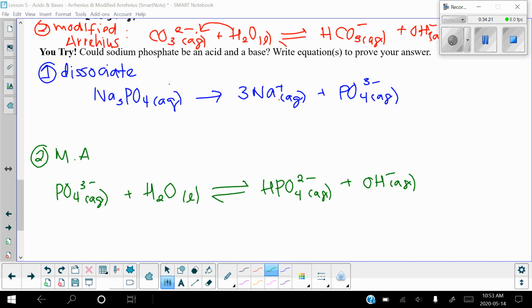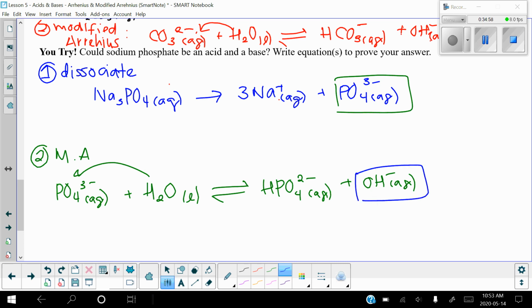Okay, so first step you're going to do is write a dissociation reaction. We want to take something that has a negative charge or has a hydrogen in it. So the only thing I can take is this. I take my phosphate ion and write a modified Arrhenius equation. Now, because there is no hydrogen on my modified Arrhenius equation and it only has a negative charge, the only thing that it can do is steal. And because it is stealing, it's going to produce hydroxide, meaning that this substance can only be a base.